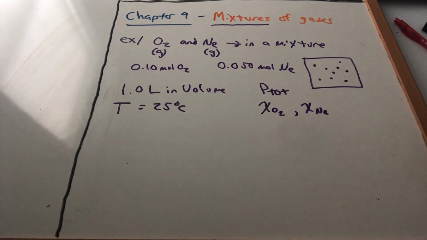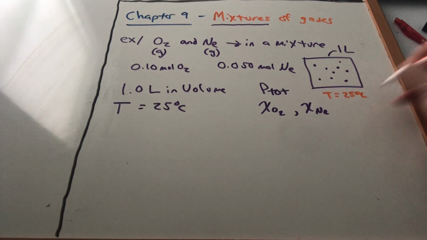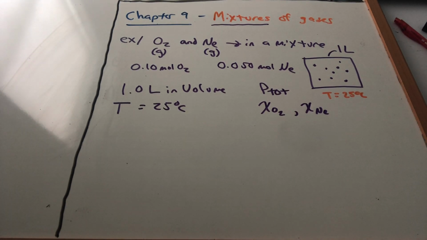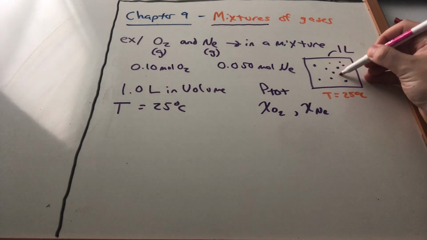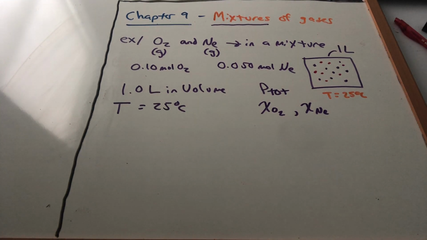It's inside a container. This container has a 1 liter volume, 1.0 liters, but you get it, right? And everything inside that container has a temperature of 25 degrees Celsius. Now let's say we have pink particles representing the neon. Well, what's the volume of this neon gas? It's that same volume, 1 liter. And the temperature is going to be the same because it's in that same container. Now we see we have a mixture of gases.